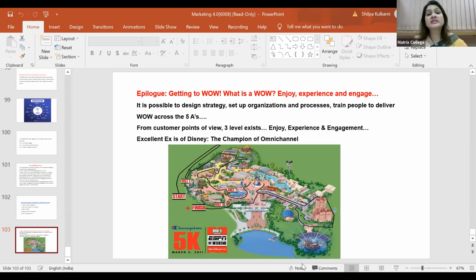And the last one we studied is about getting the wow factor. Companies must engage their brands to create that wow factor and never leave the wow moment to chance.